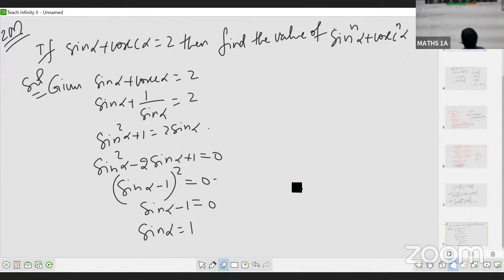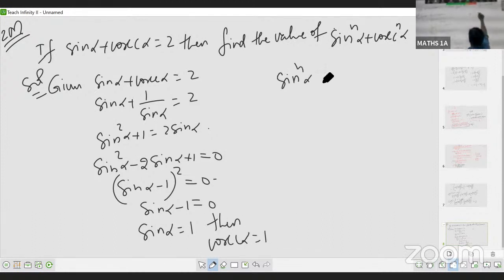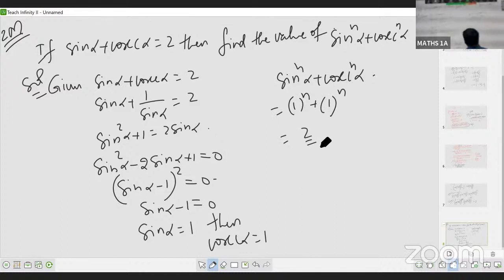Now what is asked? Now sine alpha is 1, then cosecant alpha, the reciprocal, will also be 1. So now what is asked? Sine power n alpha plus cosecant power n alpha. That is 1 power n plus 1 power n. 1 power n means 1, so 1 plus 1, that is nothing but 2.